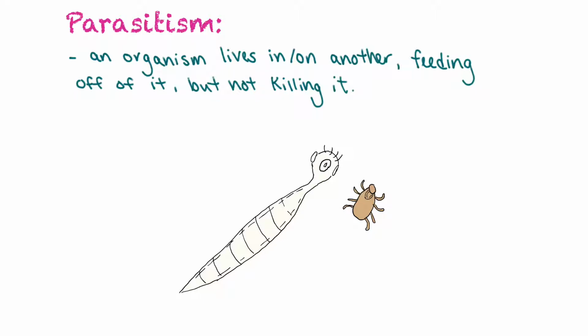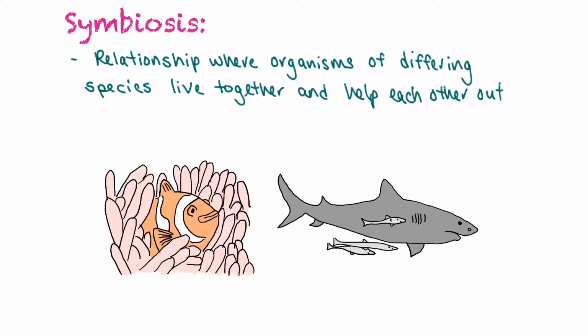Also, ticks and fleas are all examples of parasites that can feed off of our blood and sometimes even pass other diseases like Lyme disease in the case of ticks, or malaria in the case of mosquitoes.